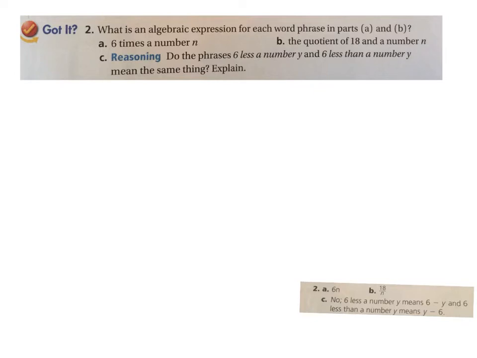What is an algebraic expression for each word phrase in parts A and B? So 6 times a number n, we're looking at 6n. Again, since it's algebra, let's just write it the algebraic way. The quotient of 18 and a number. Now this is where order matters. 18 and a number means the 18 is being divided by the n. If I said a number and 18, you'd reverse it. It'd be n divided by 18. So in this case, again, algebra, using the fraction bar, 18 over n.